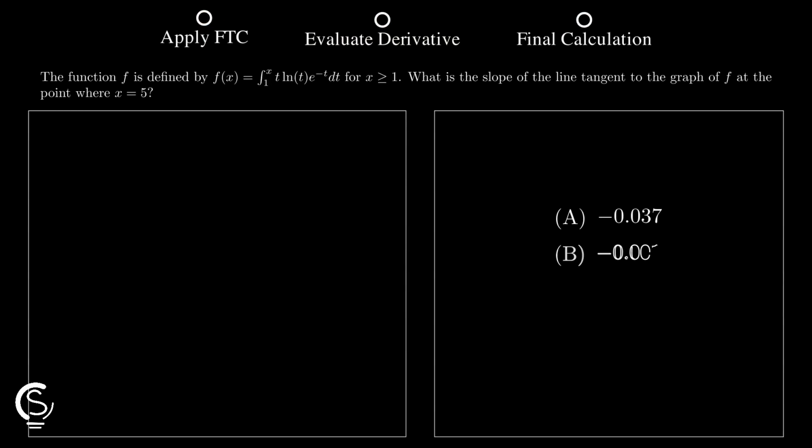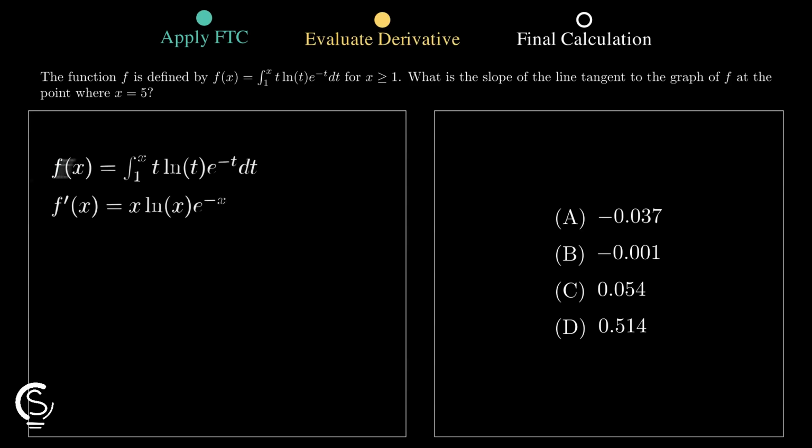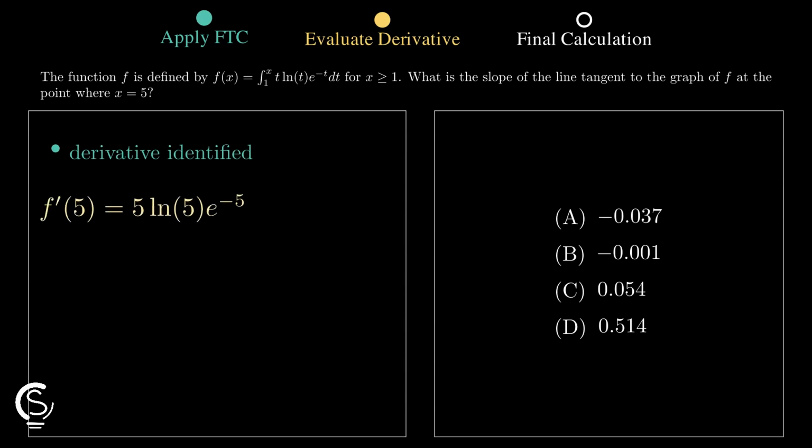To find the slope of the tangent line, we need the derivative of the function. By the Fundamental Theorem of Calculus, the derivative of this integral is simply the integrand. Now, we evaluate this derivative at the specific point where x equals 5. This gives us the exact expression for the slope of the tangent line at that location. Boom!